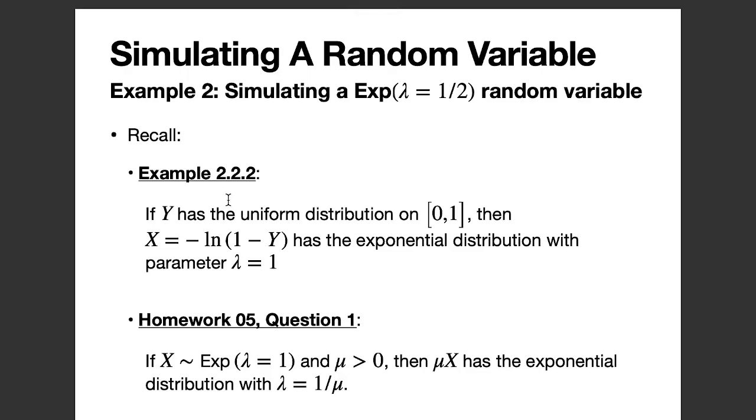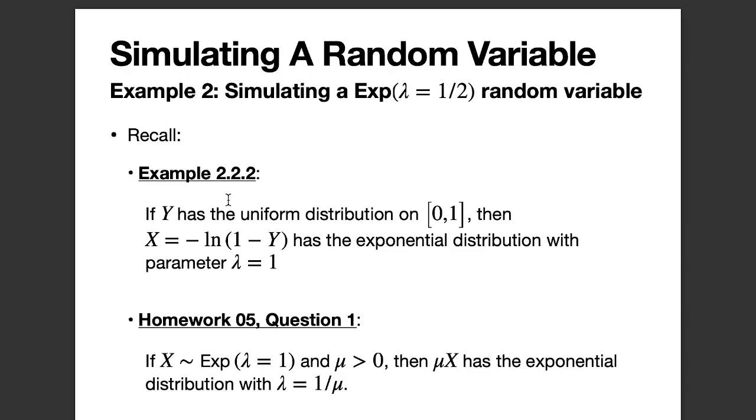The first comes from example 2.2.2. It says that if Y has the uniform distribution on the interval from 0 to 1, then X equal negative natural log of 1 minus Y has the exponential distribution with parameter lambda equal 1. So that's how we could generate exponential observations from uniform observations.